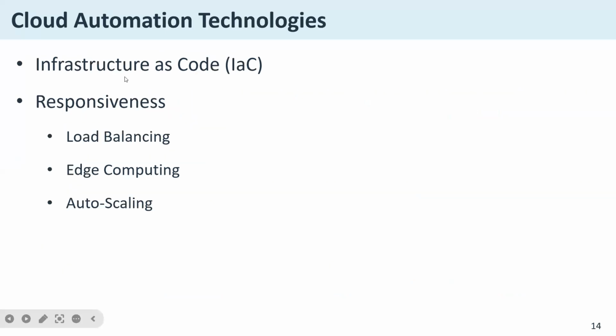Then, of course, we have infrastructure as code. For infrastructure as code, you have a system whereby you run your code to provision your infrastructure, then you have your code run on that infrastructure. And of course, one of the things you want to do to help you automate your system is to make sure you have a load balancer, and edge computing.